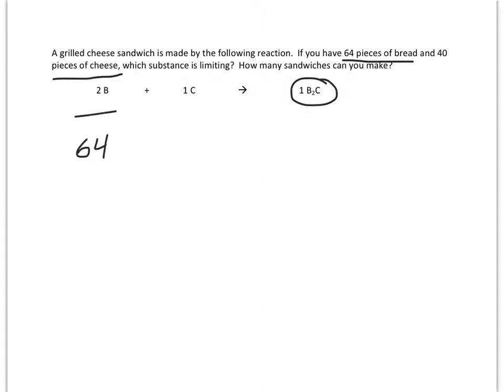So I'm trying to figure out how many sandwiches I can make with 64 pieces of bread. Now you can probably do this in your head. I'm just going to stick to the way we've been doing this. We're looking at a 2 and a 1. So 2 pieces of bread makes 1 sandwich, so it's getting smaller. So we're multiplying by 1/2, which will make it smaller. So 64 pieces of bread should be able to make 32 sandwiches.